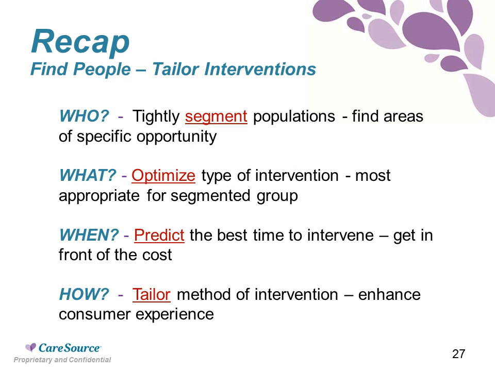So to recap, our goal here was really to find the people and tailor the interventions. We want to know what are those individual clinical scenarios, and what is the most appropriate intervention for each of those particular situations. So when we look at the who, it's really tightly segmenting the population so that we can find the opportunities. And in the what, we're optimizing the interventions and making sure that it's most appropriate for that particular group. And then in the when, we're predicting the best time to intervene.